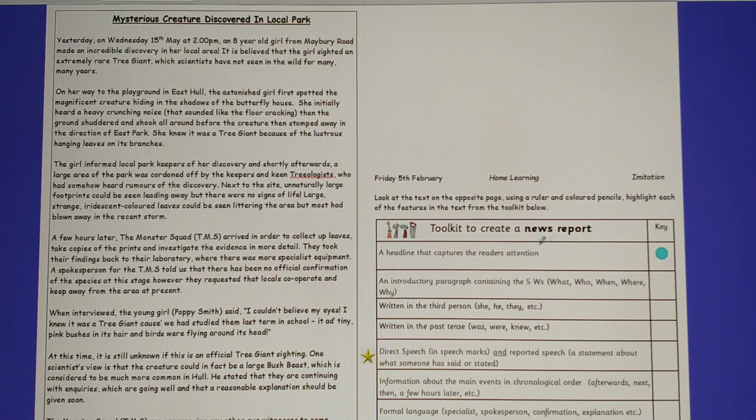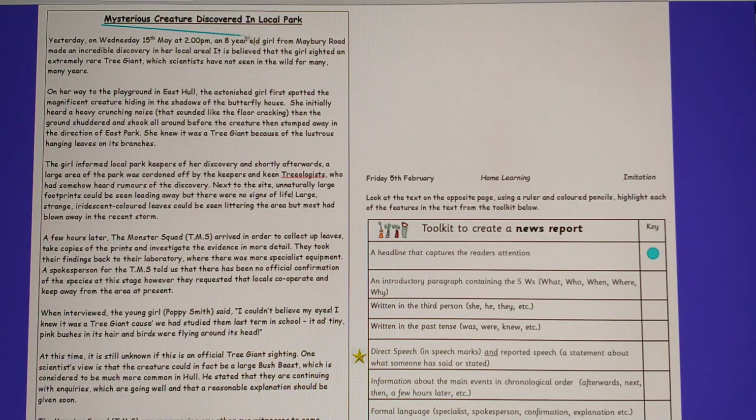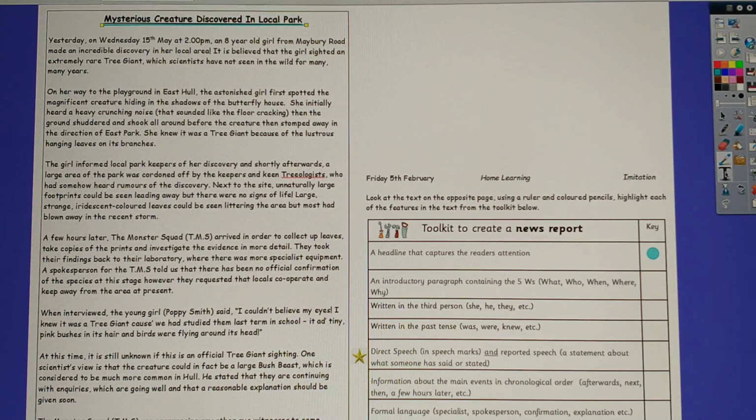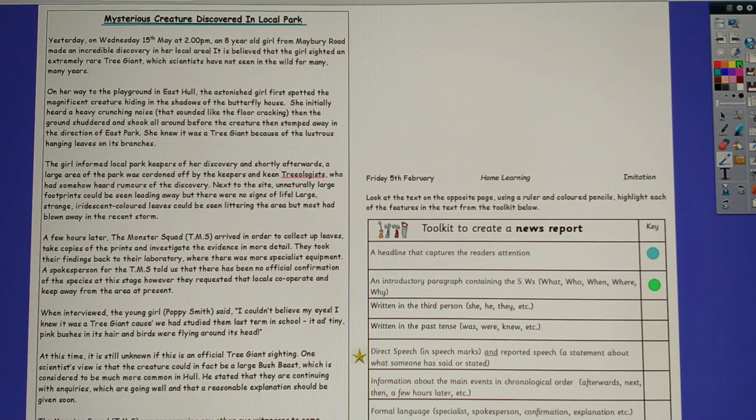So this one here is the headline. If I think that the headline is the title at the top of the page that explains what the story is going to be about, I will underline the headline in the colour that I have picked for my key. Then in my introductory paragraph, I need to find the examples of what, who, when, where and why. So I might use green. And I'm going to find my examples on there.